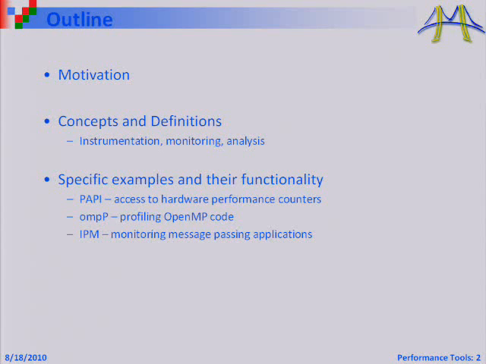And then the talk will cover three basic tools and cover their functionality. And these three tools are PAPI, which is a sort of a middleware layer which allows you to get access to hardware performance counters, OMPP, which is an OpenMP profiling tool, and IPM, which is used to monitor message passing applications.